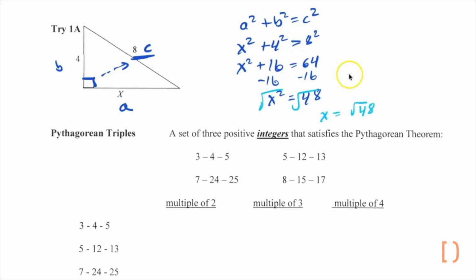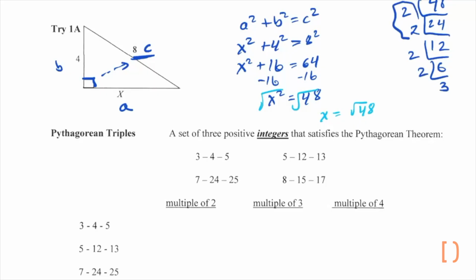Now, you're not supposed to leave it like that. You want to simplify it. So the way I do it, I like to do upside down division. So 48 divided by 2 is 24. And I can divide that by 2 and I get 12. And I divide that by 2 and I get 6. And I divide that by 2 and I get 3. So I need pairs because square root. So I have a pair of 2's right here. I have a pair of 2's right here. And that 3 has to stay inside. So we have a 2, a 2, and a square root of 3, also known as 4 square root of 3. So that's square root of 48 in simplest form, 4 square root of 3.